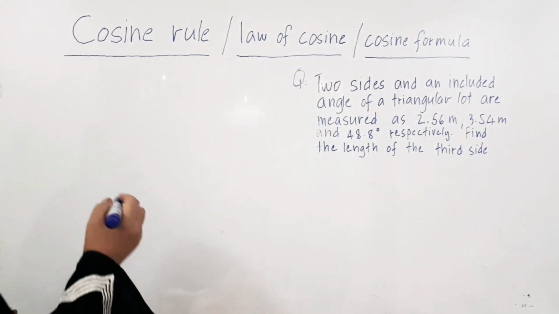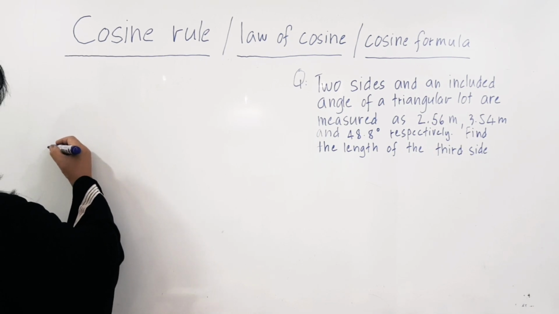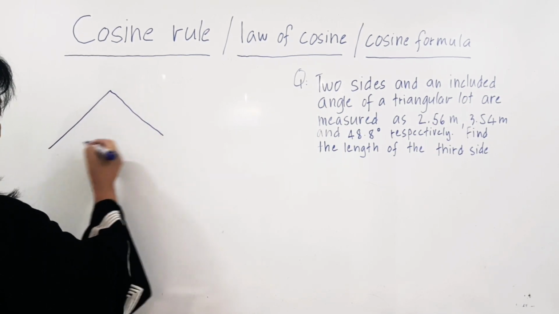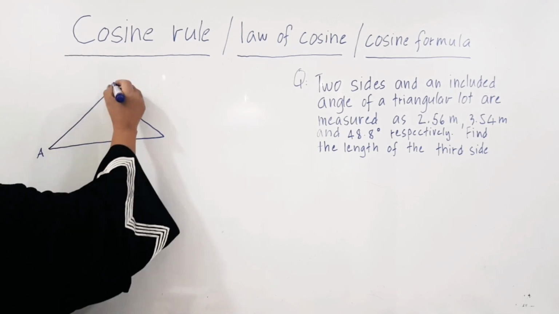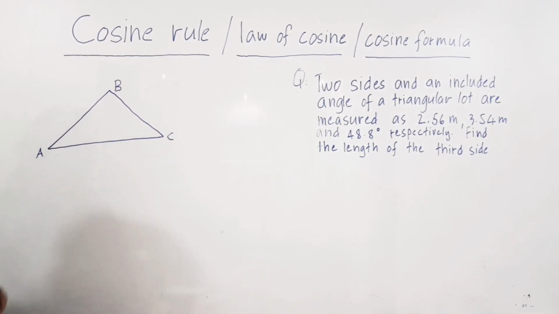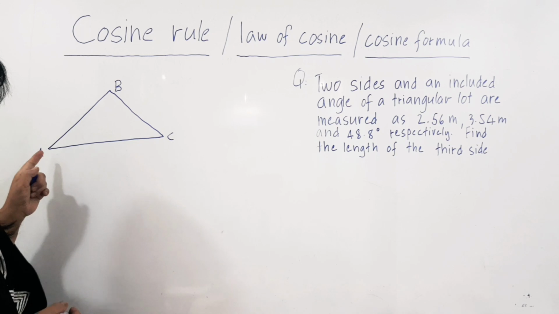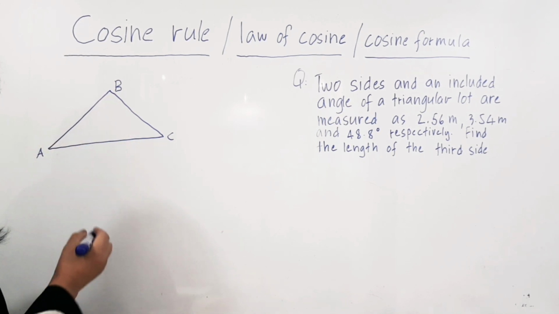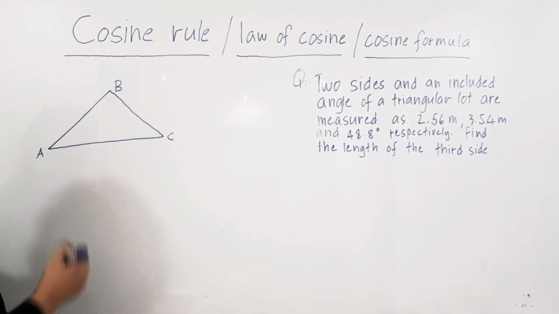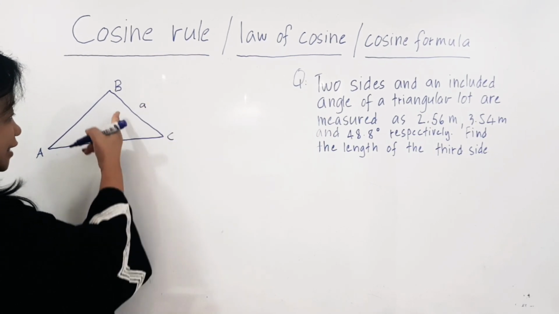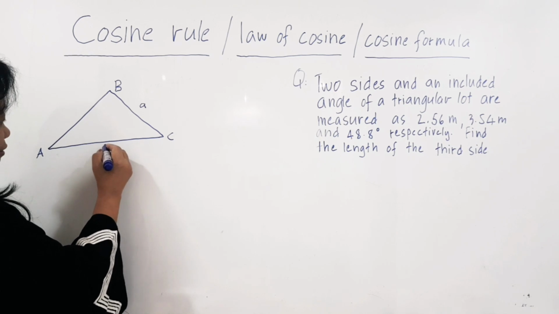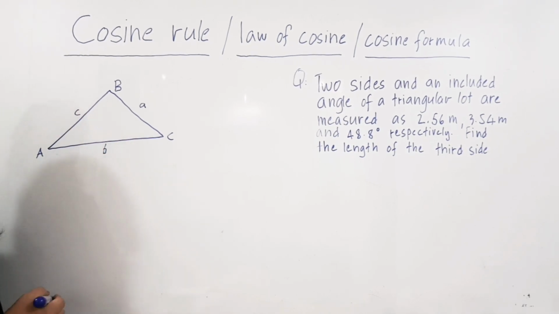Now, for example, we have triangle A, B, C. So this is point A, point B, and point C. Now this, we call it the sides of the triangle. So here, because this is point A, we can designate this one as a small a, side A, and this one B, and this one C.